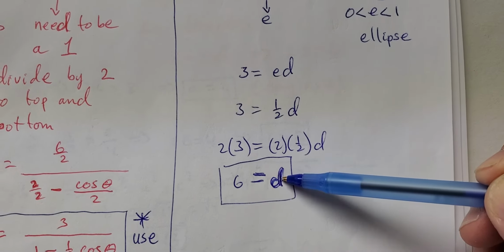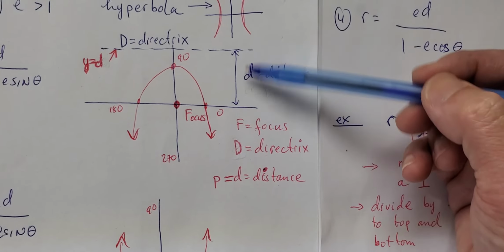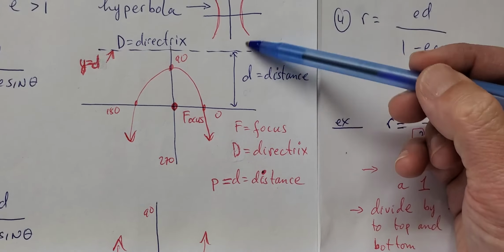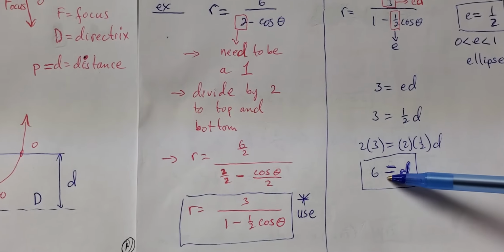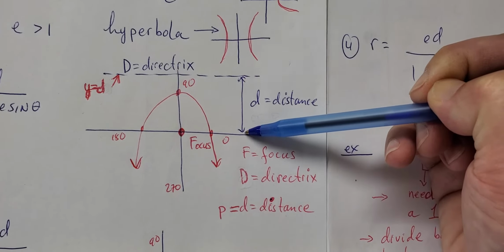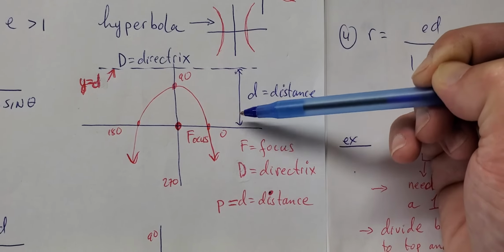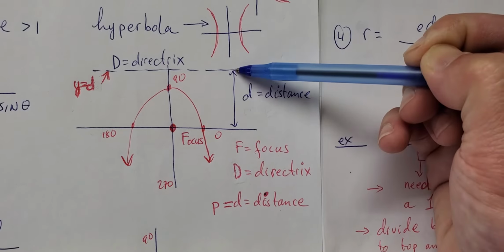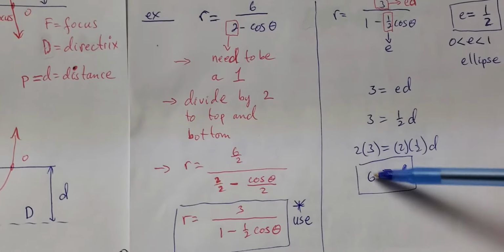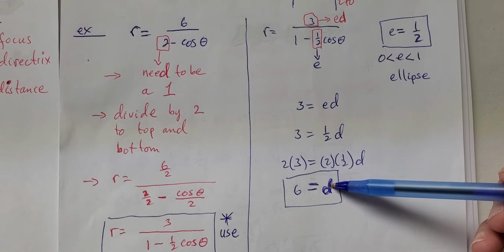So what is D? D is the distance, where you can get your directrix. D is the distance from the x-axis, or wherever the pole is, to the directrix. So that is the distance from the pole to the directrix. So we know what E is, and now we know what D is.